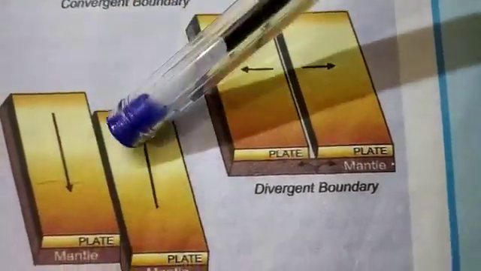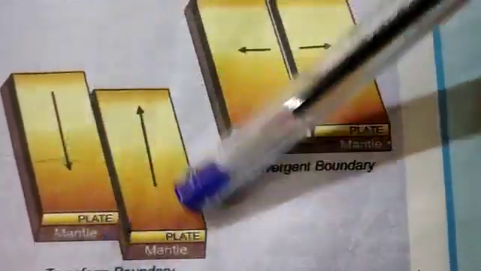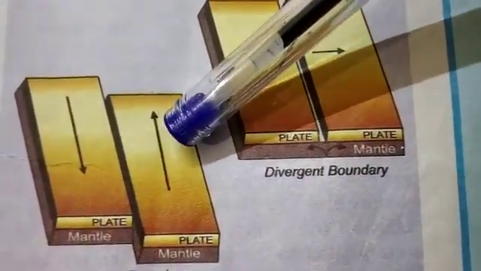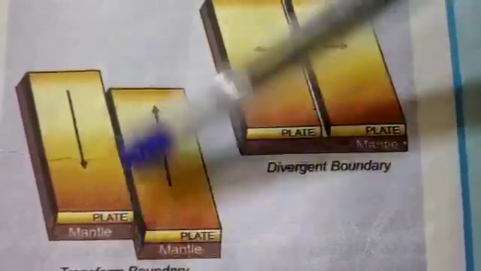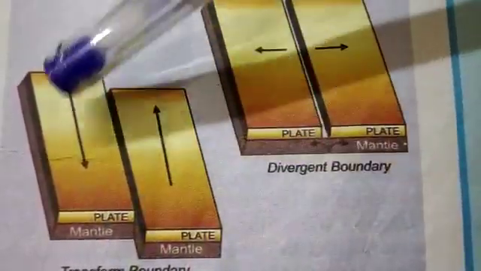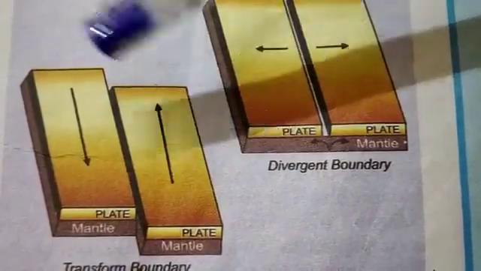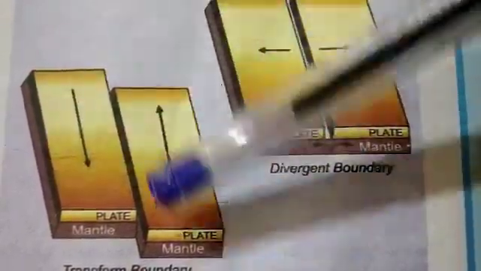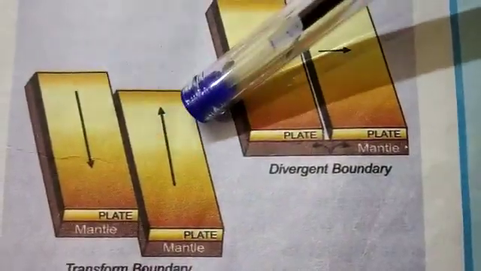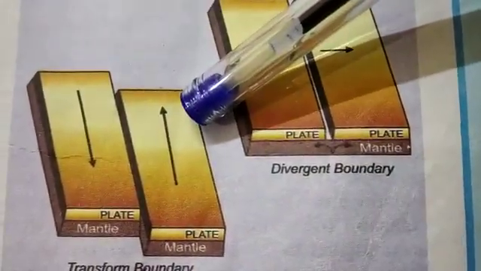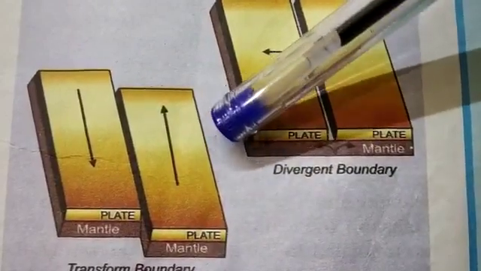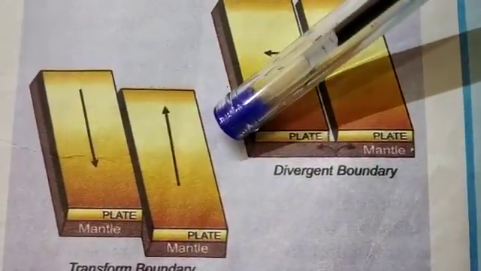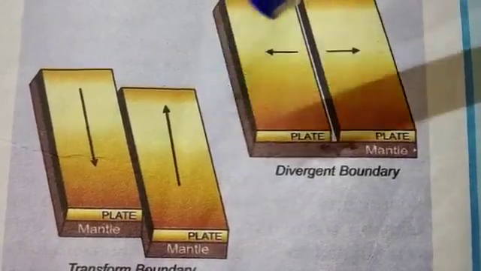So this is the third type of motion, the transform boundary, the transform motion. In this motion, the plates slide past each other. As you can see, the arrow shows that they slide past each other. They do not collide with each other. There is no crumbling, no collision, and they also do not move away from each other. They simply slide past each other. So plates in this way are neither created nor destroyed. Transform faults occur across a spreading center.